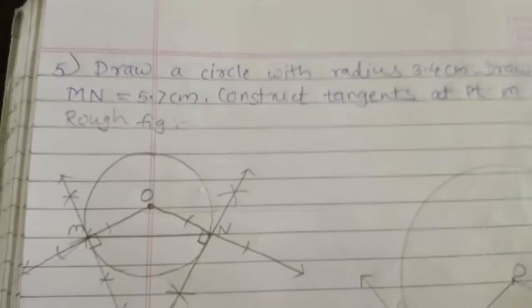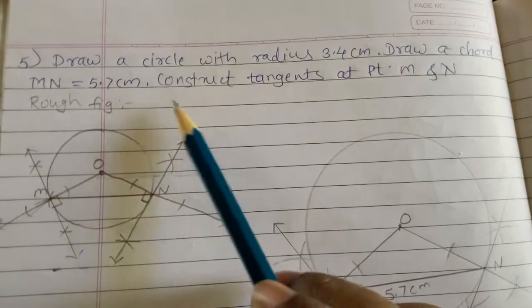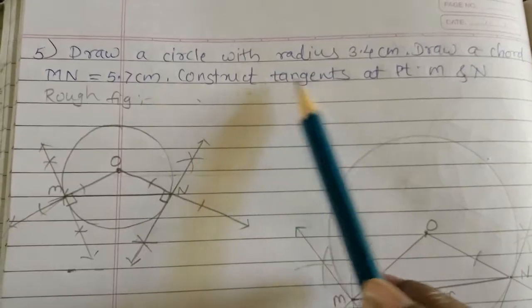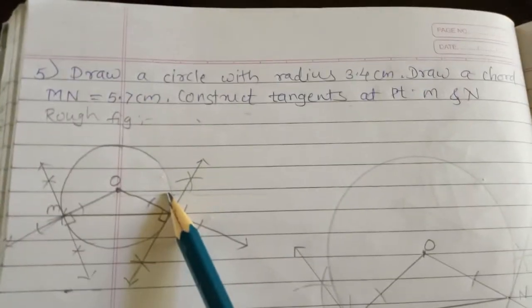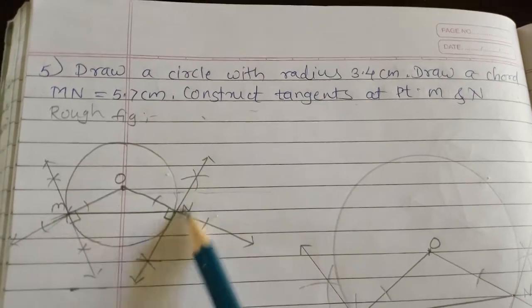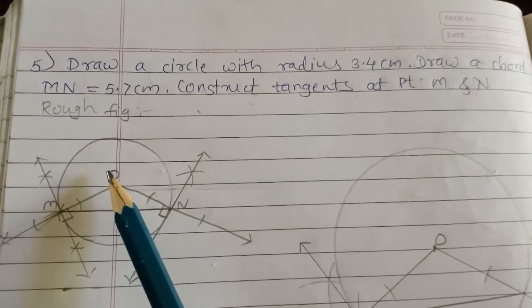Next, question number 5 we are given, that is, draw a circle with radius 3.4 cm. Draw chord MN of 5.7 cm. Construct the tangent at point M and N. So first we have to draw a rough figure. So I draw a circle of radius 3.4 cm. So this is the circle of radius 3.4 cm.